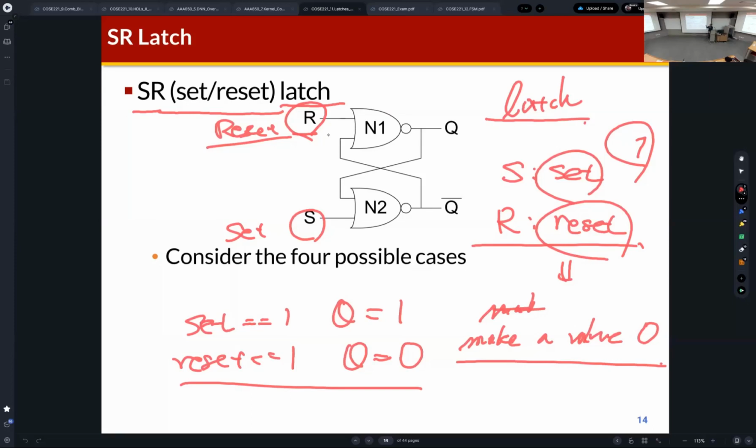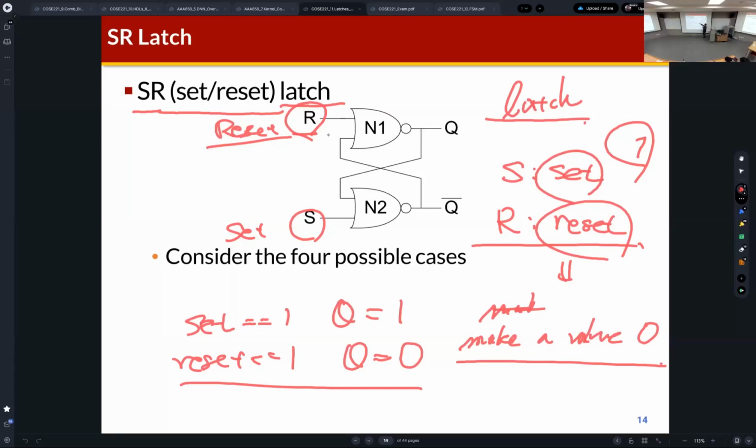Actually, this is very important in digital logic. R usually represents reset, and reset means that it makes the signal 0. Set means that it makes the signal 1. So there are two inputs, the S input and the R input in the SR latch. Using these S and R inputs, we can control the values inside of this latch.